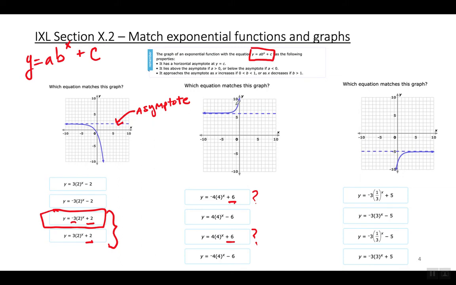Is the graph of the line above or below the asymptote? It's above, so that means that A has to be positive. So it has to be this one.